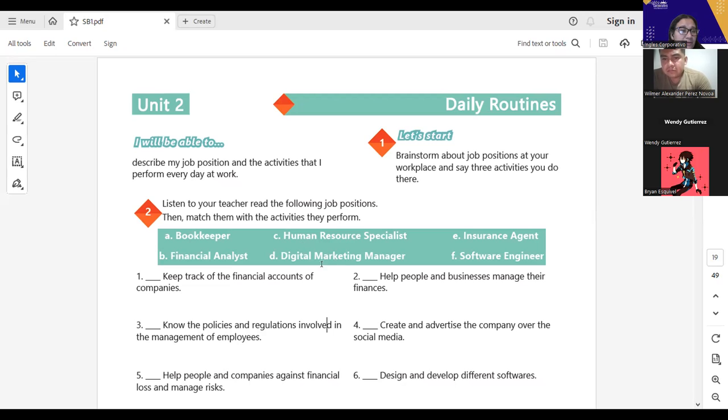Digital marketing manager? Anybody in digital marketing? Nope. All right. Human resources? Nobody in human resources either? All right. The bookkeeper? What is a bookkeeper? A bookkeeper is something very similar to accountant. Yeah, somebody that keeps records. Yes, numbers, financial things. All right. Insurance agent?